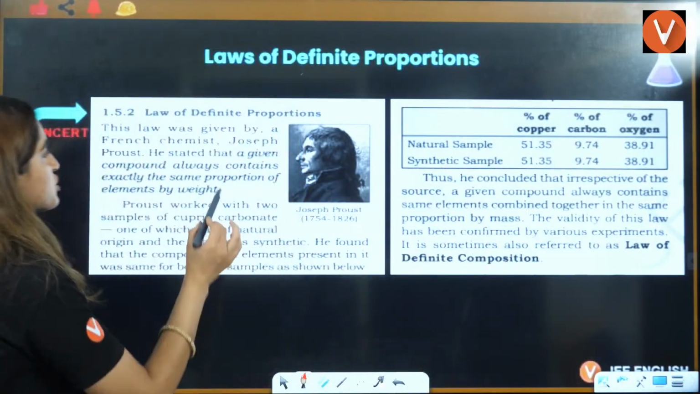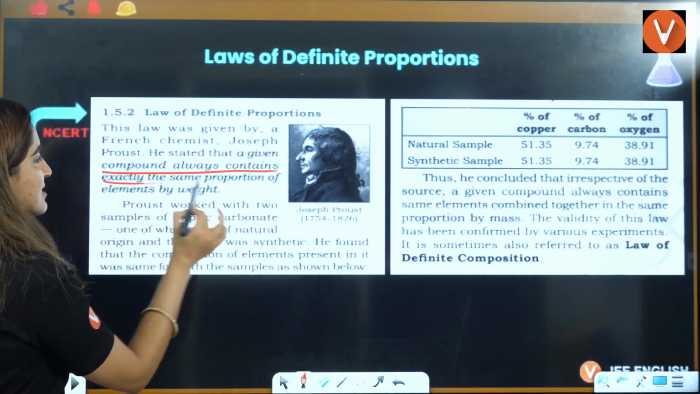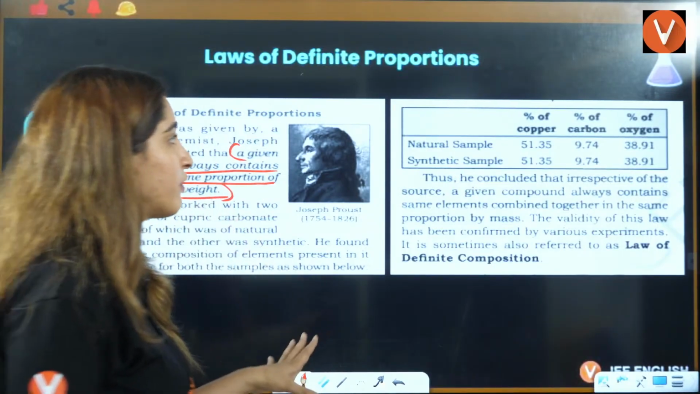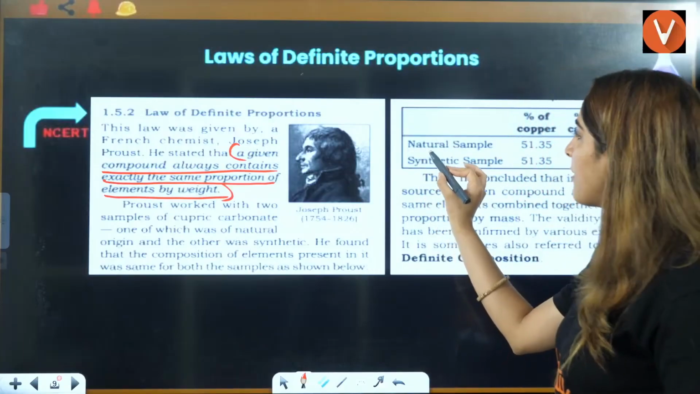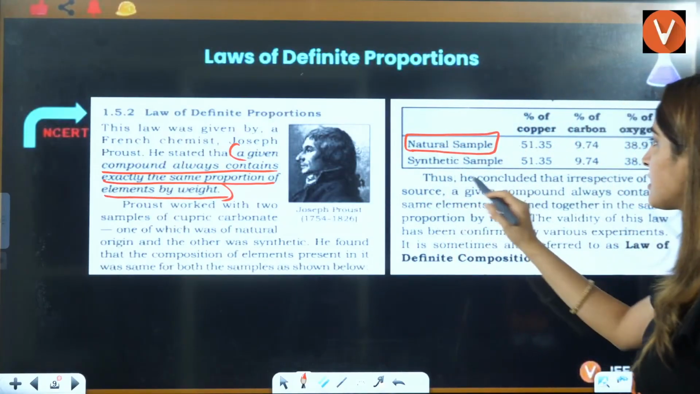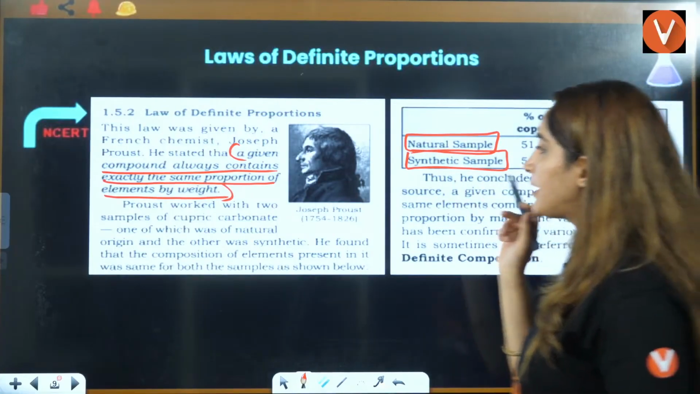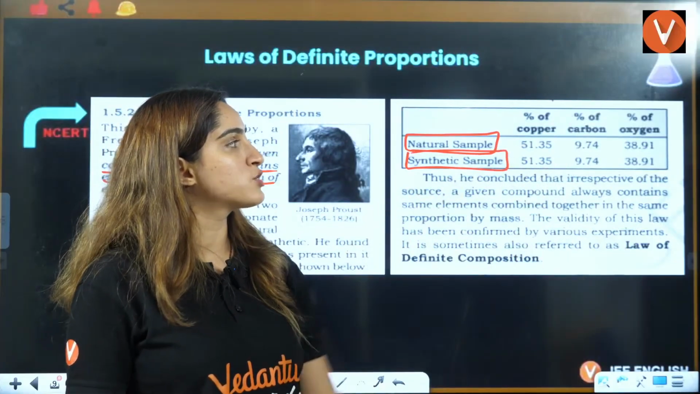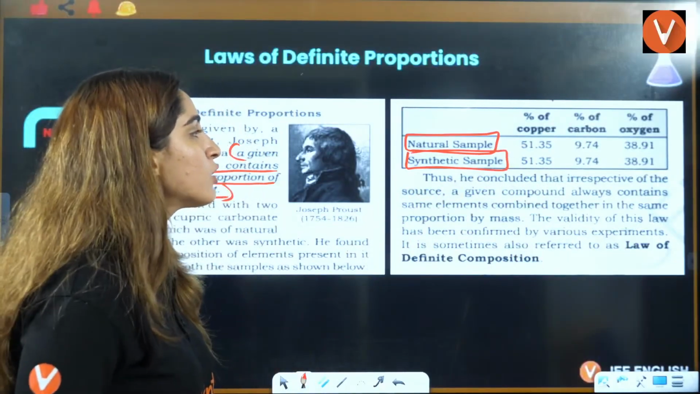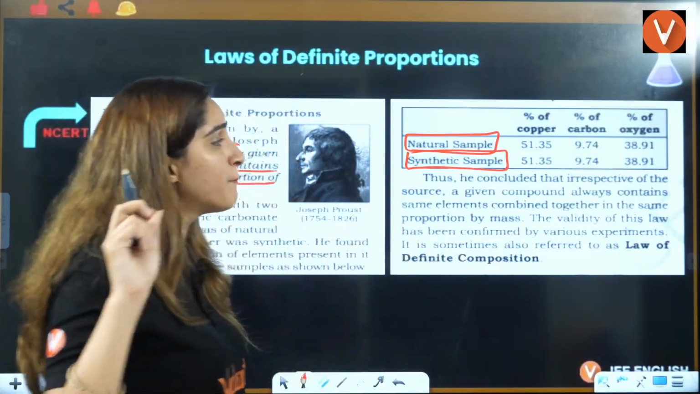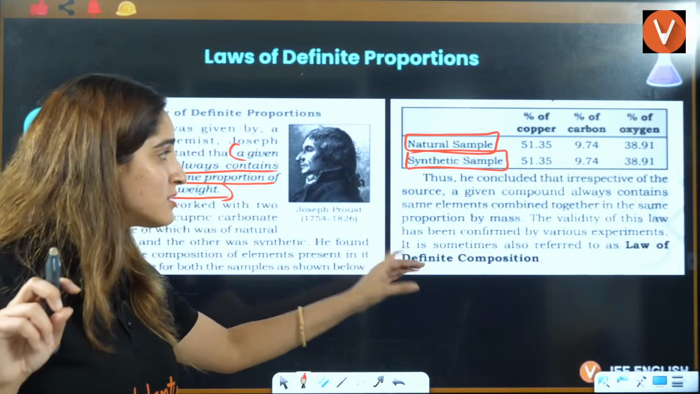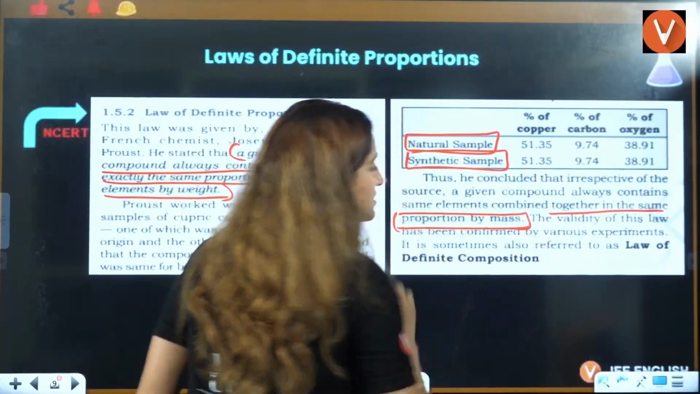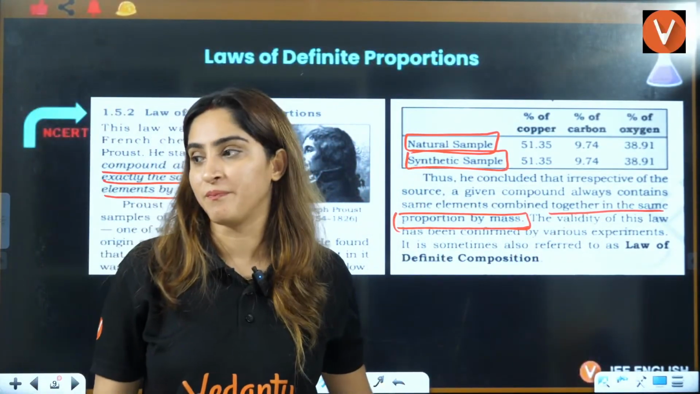Yes. Now let's talk about the next thing, the law of constant proportions, this is from your NCERT. You can see the same definition here. A compound always contains exactly the same proportion of elements by weight. Always and always they will contain the same proportion by weight. Now there was a natural sample of copper oxide and a synthetic sample, and they contained the same percentage of copper, carbon and oxygen. He concluded that irrespective of the source, a given compound always contains the same elements combined together in the same proportion by mass. Because the number of atoms is the same, the mass is the same.